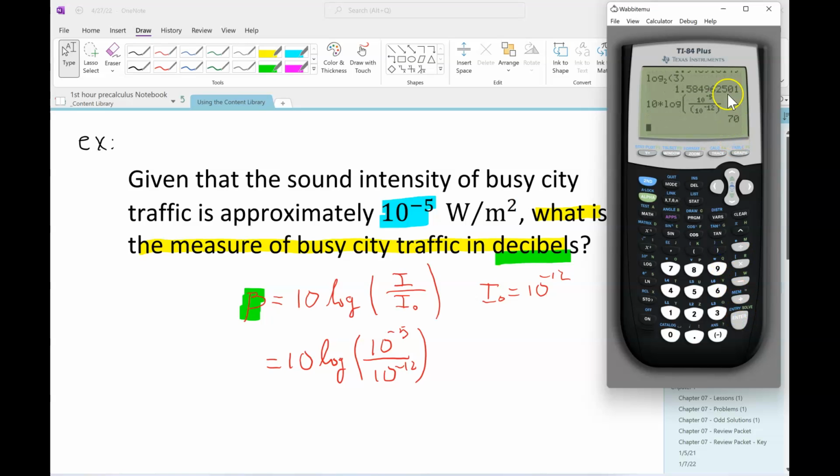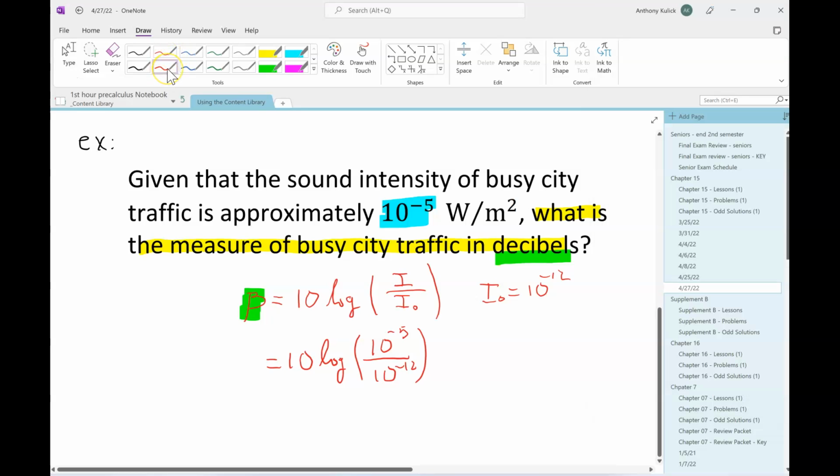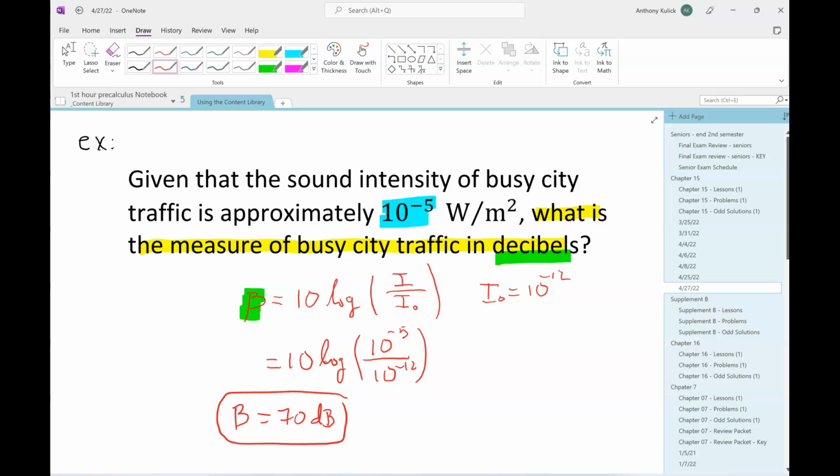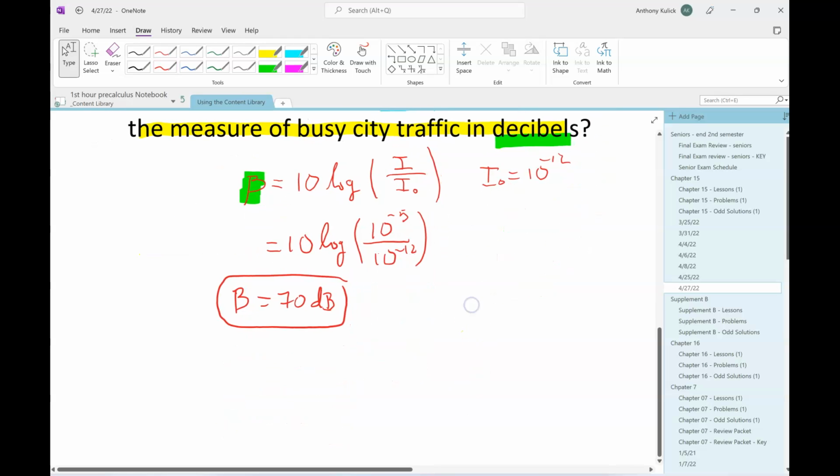Oops, well, I figured it out. 70 is what we're looking at. Feel good? No big deal, right? 70 decibels loud? A little bit. Yeah, it's pretty loud. It's not gonna hurt your ears loud, but probably not very comfortable either.